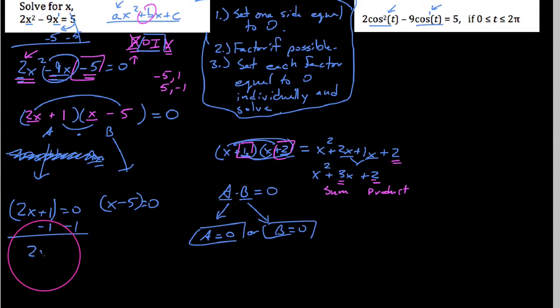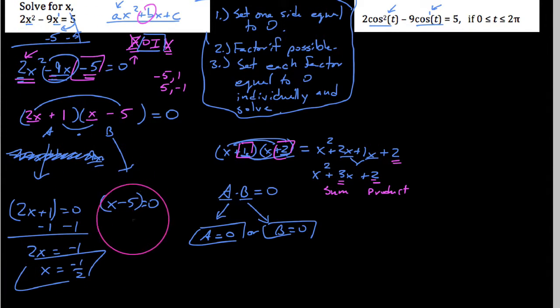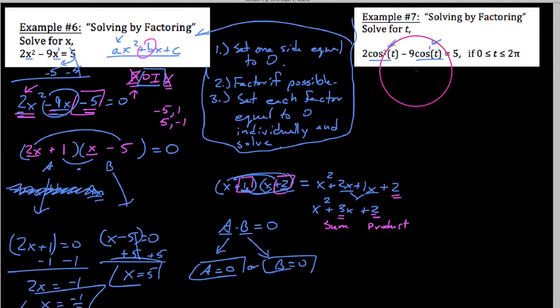So let's subtract 1. We get 2x equals -1, and then we get x equals negative a half. So there's one of our solutions in this algebraic expression with x's. Adding 5 to both sides of this one here, we get just x equals 5. So there are our solutions here. We're going to do the same thing over here.